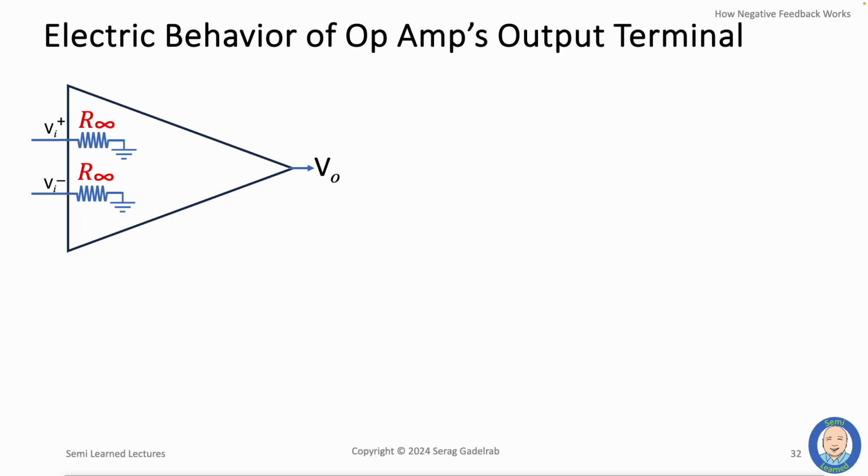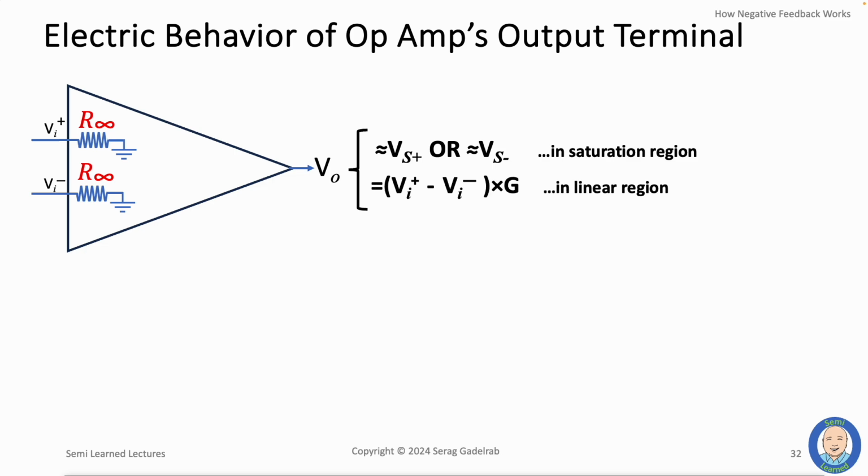Well, we know that the op amp produces a voltage V out as its output. Now that voltage can either be a fixed value near the supply voltage if the op amp is in the saturation region, or it can be a linear function in the linear region. But the key thing is that the op amp output is a voltage level.